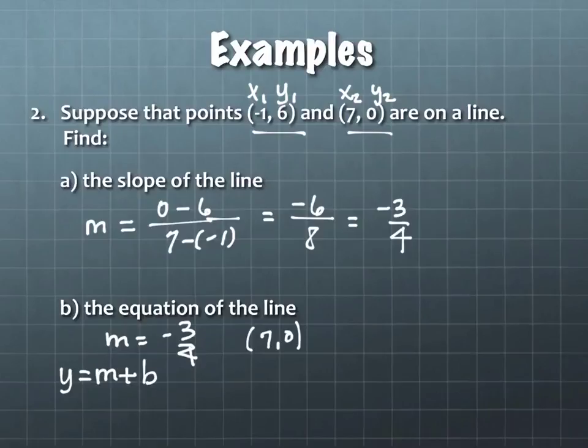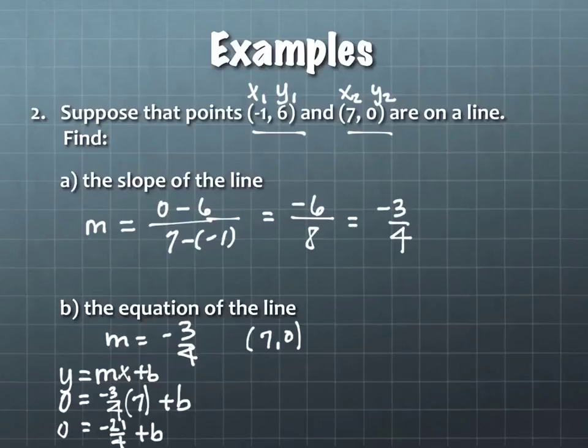Okay. So if I use y equals mx plus b, my y value that I'm given is 0. My x value, oh, I didn't get my mx plus b. It's just m plus b. Let me fix that. Better. My m value is negative 3/4. My x value is 7, and then I need to find b. Okay, so what is negative 3/4 times 7? Negative 21 over 4 plus b.